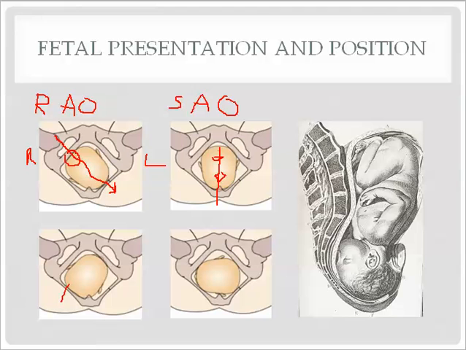How about this one? Is the occiput anterior or posterior in the pelvis? It's posterior, so we say posterior occiput. And now we're going to go again with the right or left. It's right, so this is right posterior occiput. How about this one? Is it anterior or posterior? Well, it's neither. It's transverse. And is it right or left? It's left. So this would be left transverse occiput. So that's how you describe the position.